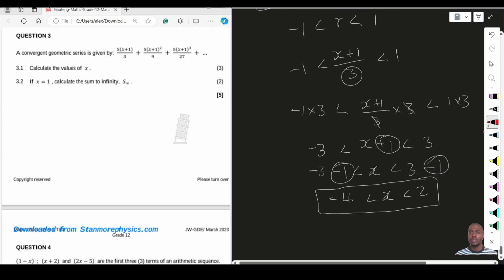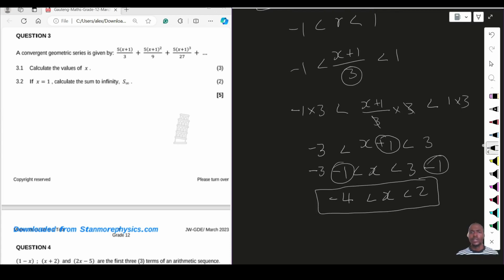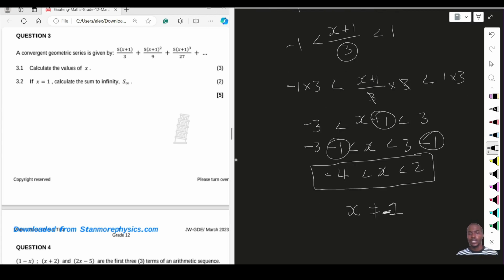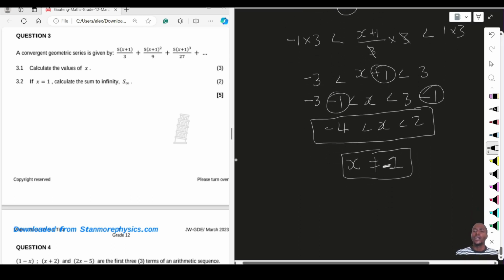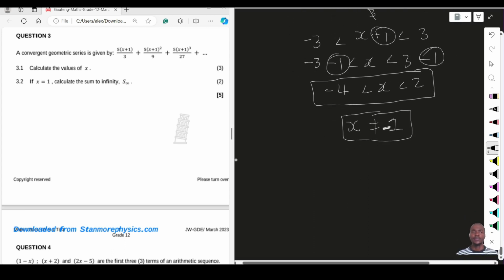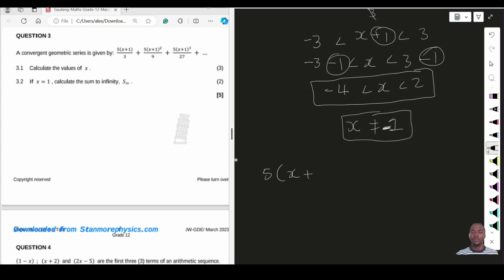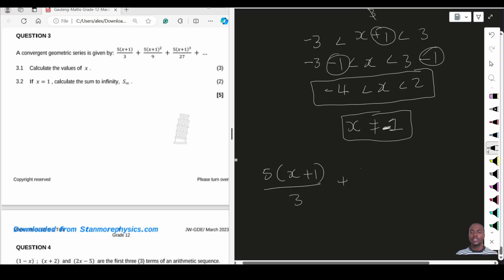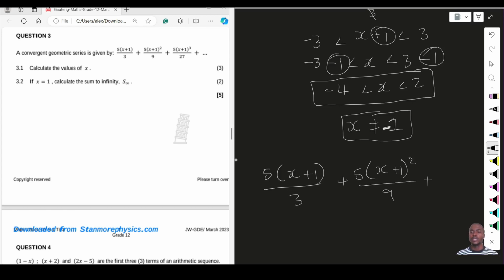But there's a catch here. Yeah, there's a catch. x shouldn't be -1. That's a catch. Why? Let's try to put -1 in our geometric series. So when you say 5 times (x plus 1) over 3, plus 5 times (x plus 1) squared all over 9, plus 5 times (x plus 1) to the power 3 all over 27. Let's put the -1 there.